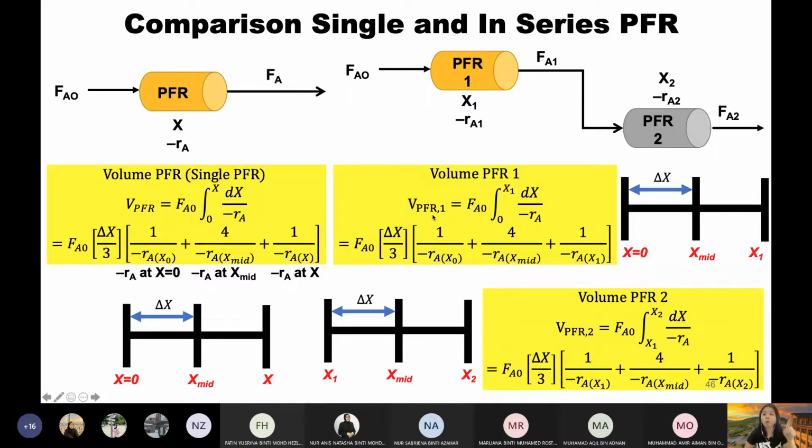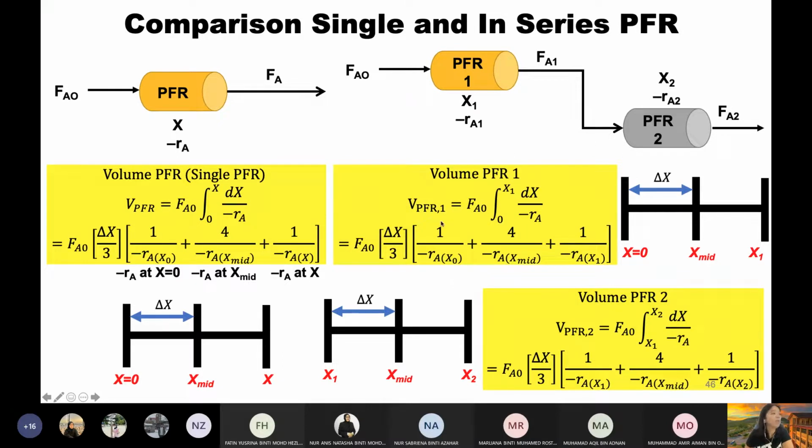Volume PFR 1 equals to FA0. Masih sama, masih lagi FA0 di hadapan. But now it becomes integrating 0 to X1 dX per minus RA. Sama konsep, kita kena juga guna Simpson one-third rule. So, FA0 in bracket delta X per 3. Saya lupa nak explain pasal delta X. Nanti kejap saya explain. Sama je konsep dia. Delta X per 3 in bracket 3 point.